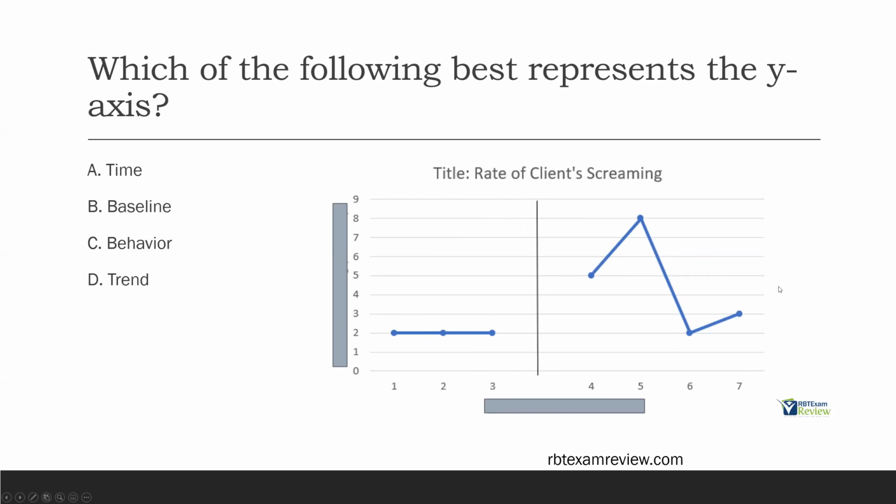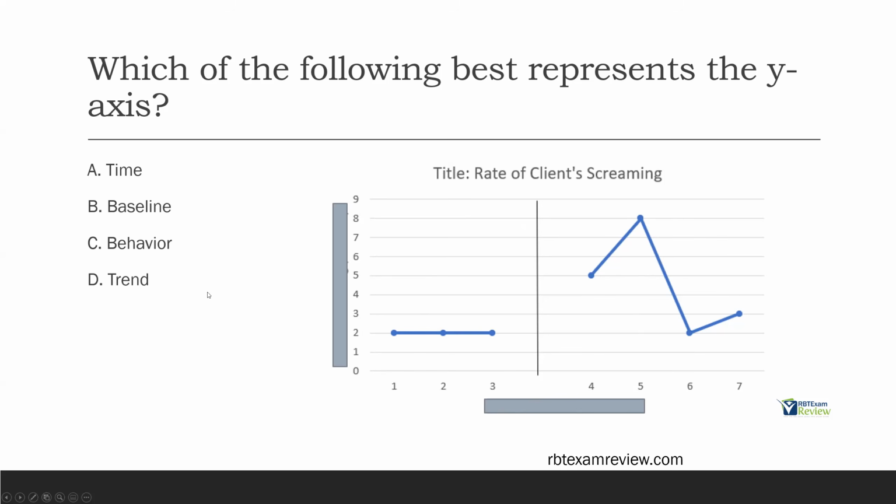Which of the following best represents the y-axis? All right, so we have a graphing question here. This is what we consider a line graph. This line in the middle is separating our interventions. Typically 1, 2, and 3 is going to be our baseline data. 4, 5, 6, 7 will be intervention data, all right?